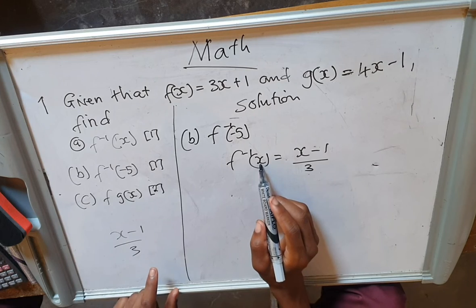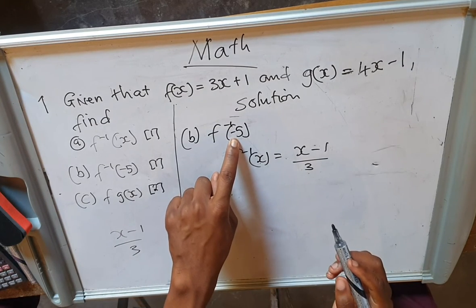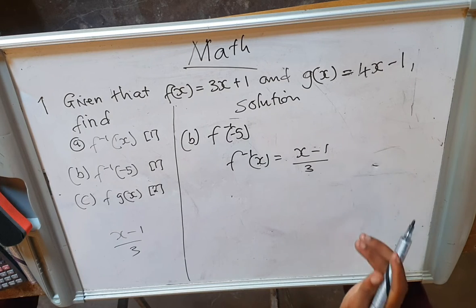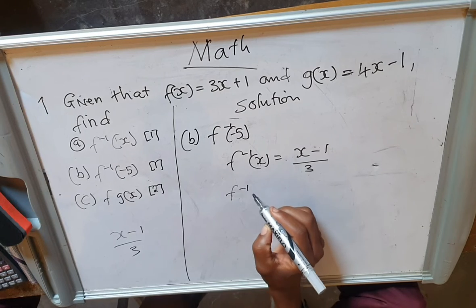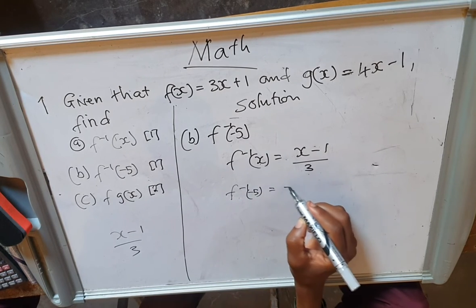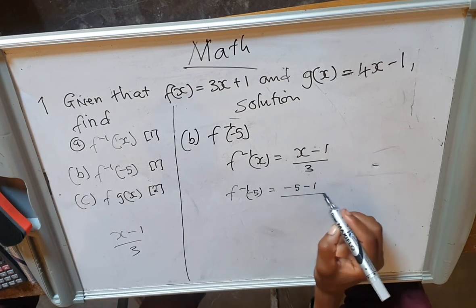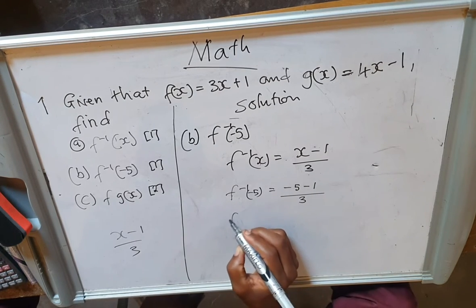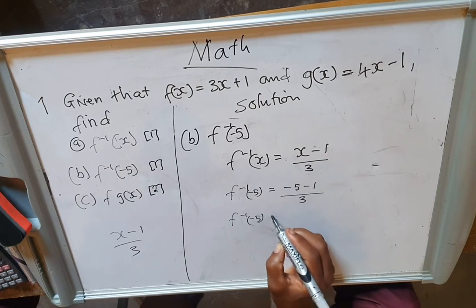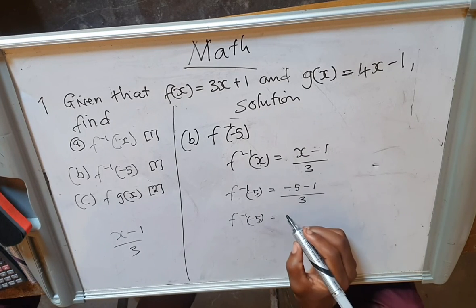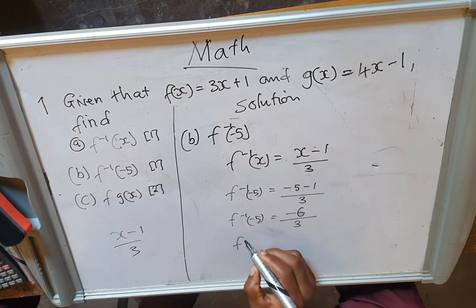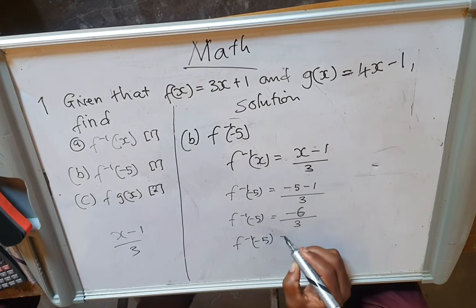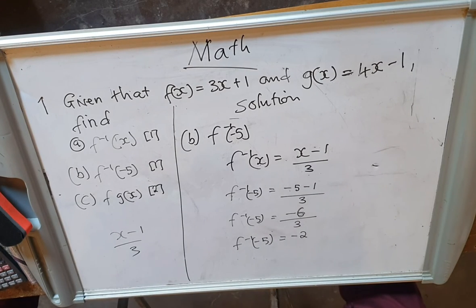Notice that where there is x here, they have replaced it with negative 5. So throughout this function, where there is x, we substitute with negative 5. So the f inverse of negative 5 is equal to negative 5 minus 1 over 3, which is negative 5 minus 1, giving us negative 6, over 3. So the f inverse of negative 5 is negative 2. This is the answer for the second question.